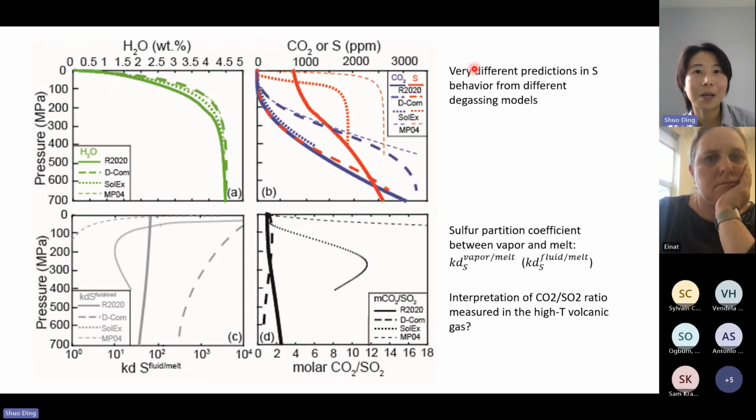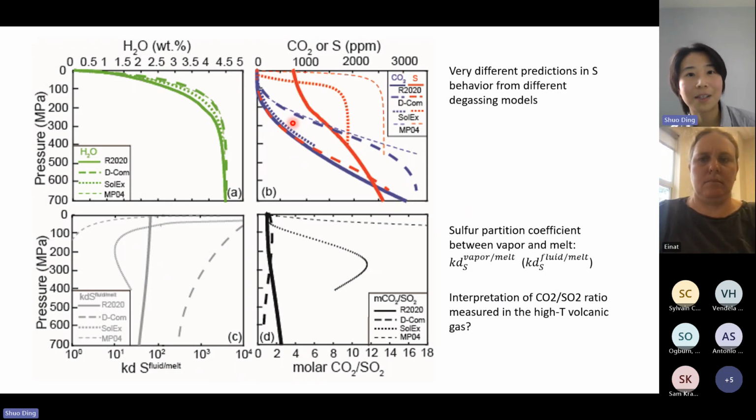Another thing I did is compare models, in this figure showing why we need a better sulfur degassing model. Here I applied those three models again to model water, CO2, and sulfur degassing. The x axis is the concentration and the y axis is the pressure. We can see they agree relatively well on water, and the blue lines are CO2. They are different, but not very different. The red lines are sulfur, and we can see that they're significantly different. Even the shape of each model looks different. Some models predict early degassing of sulfur, but others predict very late degassing of sulfur. So there is a huge discrepancy in predicting sulfur degassing.